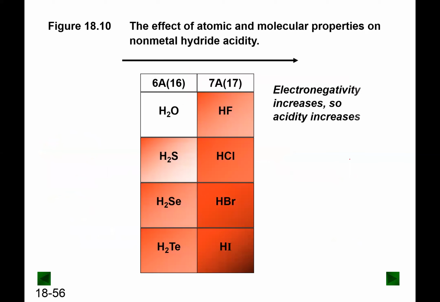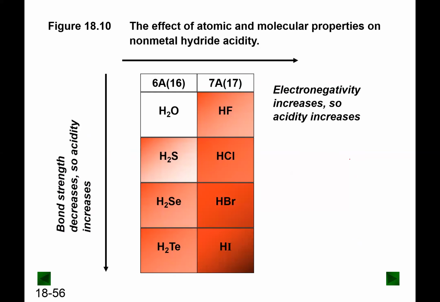And so this is illustrated in this slide, where we have electronegativity causing the acidity to increase going in this direction. These are elements that are of similar size. However, when we have elements changing in size, and so the H to element bond length gets longer, then we have acidity increasing this way because of bond strength decreasing.